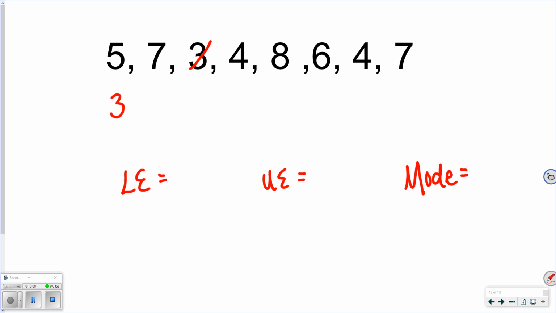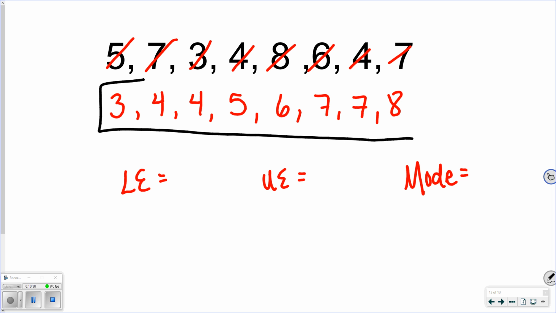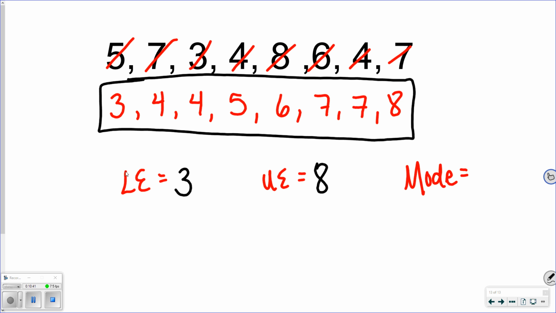Let's see, 3 is our smallest number, and then we have 2 4s. The next smallest number is 5, and then we have 2 7s, and lastly, we have an 8. Once we do that, now we can look at our organized data to identify the values we're looking for. The lower extreme is 3, the upper extreme is 8, and the mode, well, now I can clearly see the mode would be both 4 and 7.